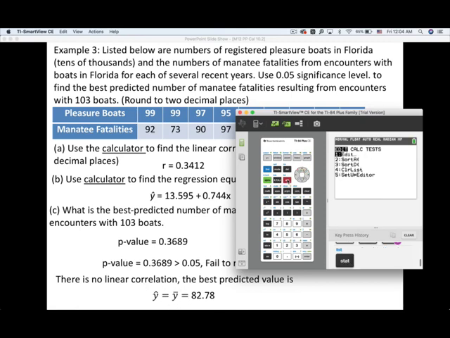We could go to the stat again, go to the calc, click on number 2, two-variable statistics, go to calculate. Remember the summation x and summation y? Actually, for the summation x and summation y, they already give you the mean value of y. That's 82.78. Okay, 82.78.